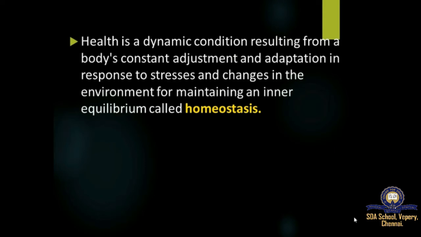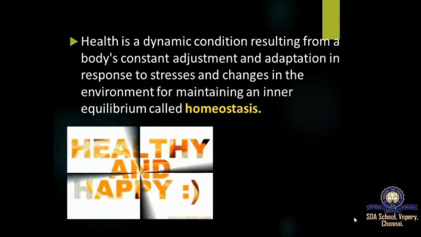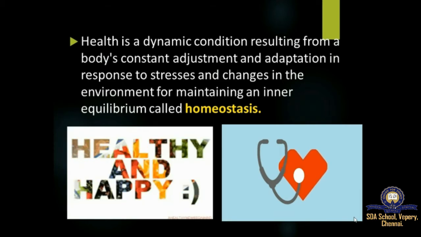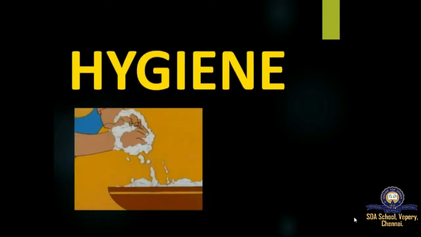Hemostasis is a process to prevent and stop bleeding, meaning to keep blood within a damaged blood vessel. It is the first stage of wound healing. So health is a dynamic condition resulting from a body's constant adjustment and adaptations in response to the stresses and changes caused by the environment, and this we call homeostasis. Got it, students? Now we'll move to what is hygiene.